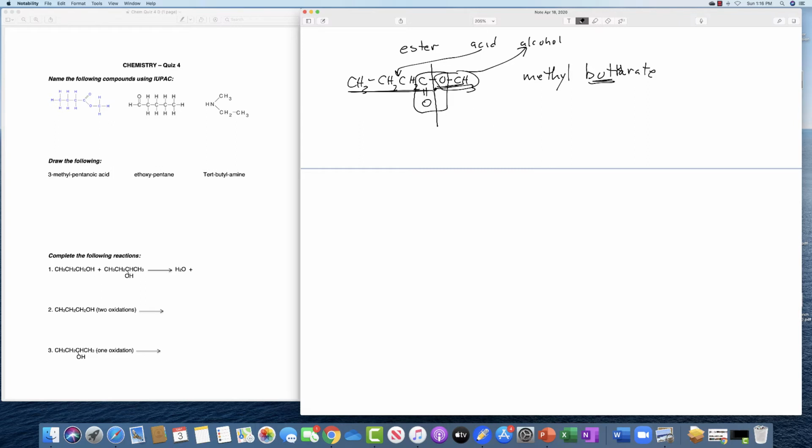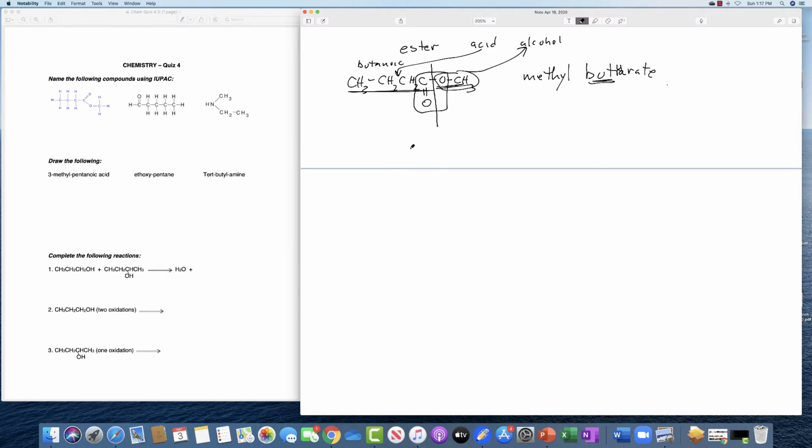So when you name an ester, you have to recognize it's an ester first, and then realize that it's a combination of an alcohol, in this case methanol, and an acid, in this case it started out as butanoic acid, because there's 4 carbons here, and then that converts to butyrate. So that's how you name that one.